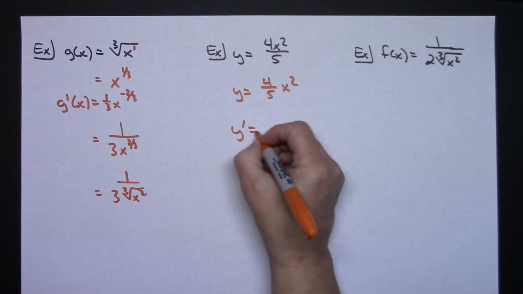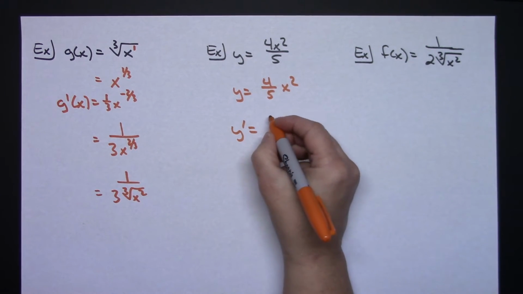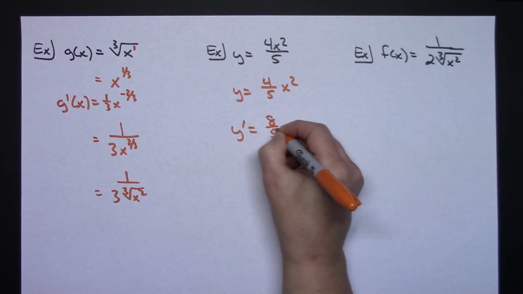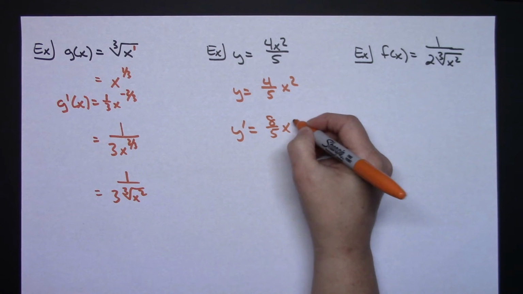Alright, so when I do that, I'm taking my derivative. So y prime, 2 times 4 over 5 is going to be 8/5. And then subtract 1 from my exponent. 2 minus 1 is going to give me a first power there.